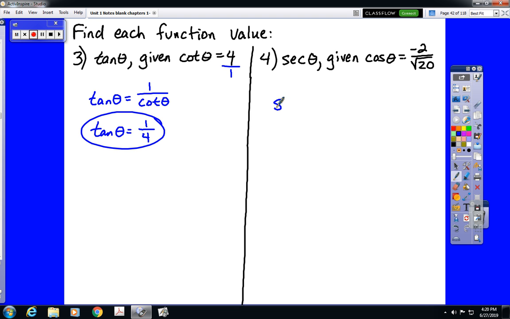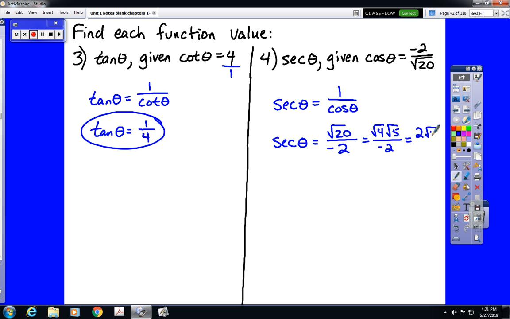Find the secant, given that the cosine is negative 2 over root 20. Well, secant is the reciprocal of cosine, so we would flip that over to root 20 over negative 2, and the negative can go at the top or the bottom, it doesn't matter. Well, root 20 is reducible. It reduces to 2 root 5. And then we can divide the bottom and the top by 2.